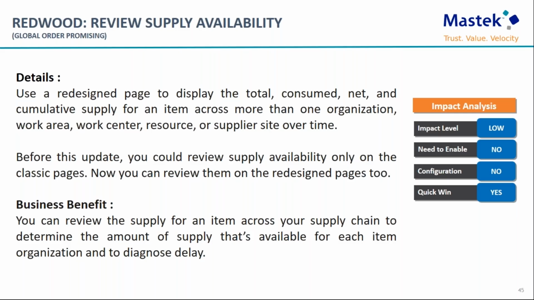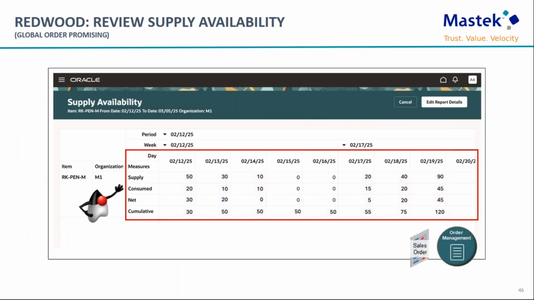The business benefit this feature provides is that we can review the supply for an item across our supply chain to determine the amount of supply that's available for each item organization and to diagnose delay. Its impact level is low, need to enable no, configuration required no, quick win yes. The supply availability page displays the supply that's currently available for each item organization, as you can see here in the snapshot. We can also expand or collapse the period of week.